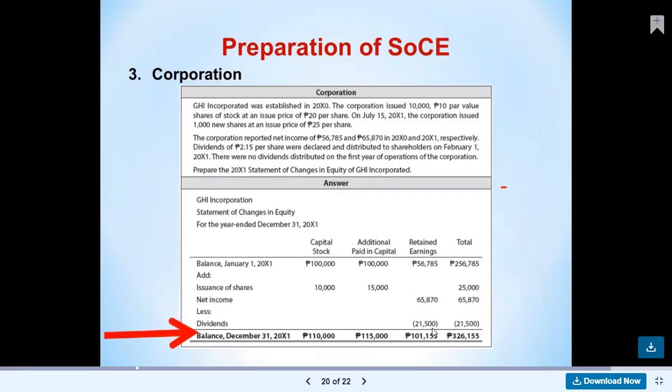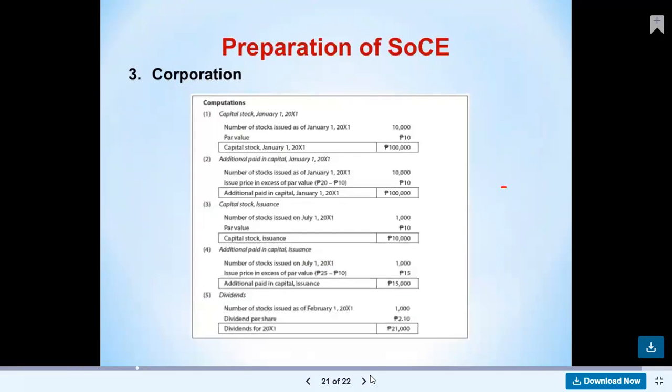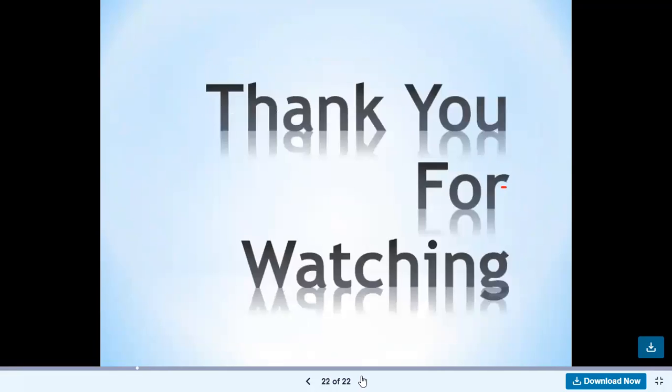So we are just going to multiply this one. So we have the dividends here. We are going to deduct that one. So we have the ending balance as of December 31, 2001. So this is the computation of how we got the capital stock, the additional paid in capital, and also the additional paid in capital from the issuance of 15,000. And this is how we got the dividends for 2001.